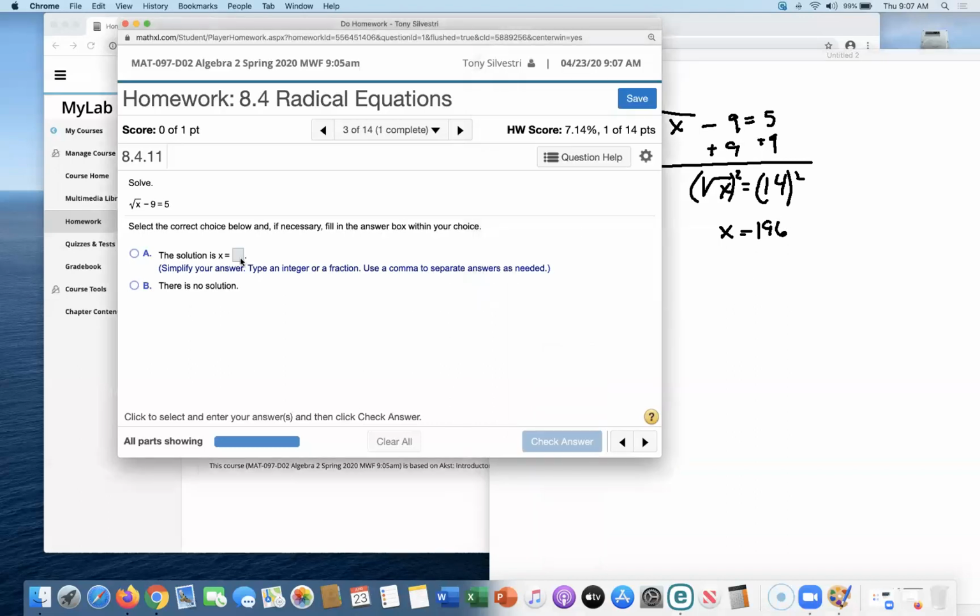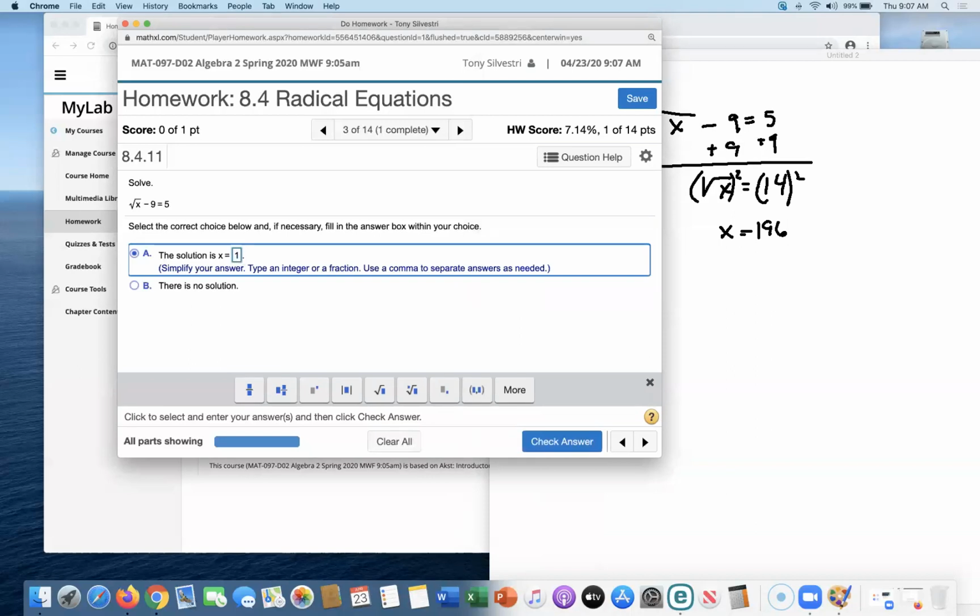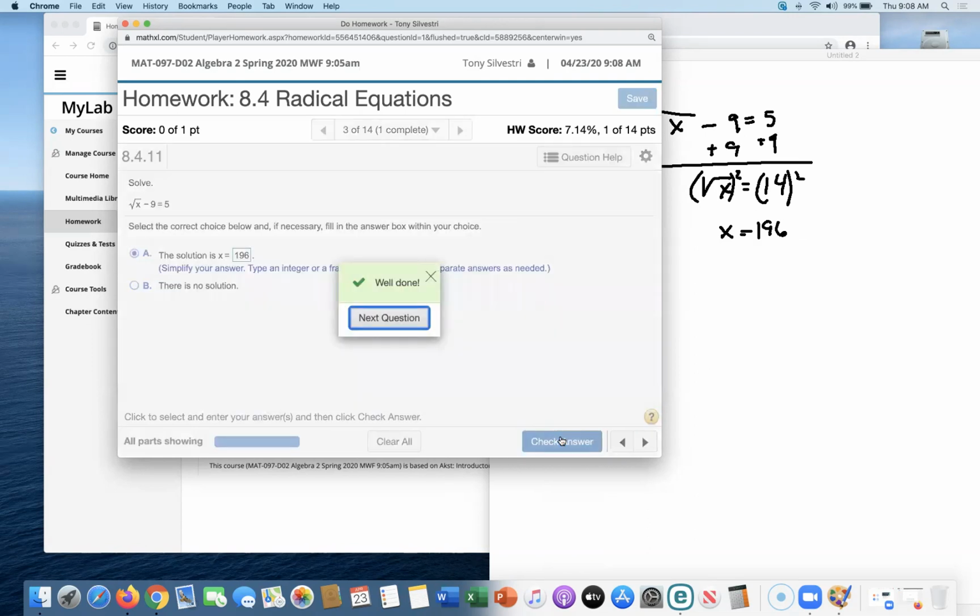Before you put 196, though, that's a candidate for being an answer. You always have to check to see if it comes out right. I believe it'll come out right, because if I stick in 196, the square root of 196 is 14. 14 minus 9 is 5. Yay, that's a good answer. So you always have to check your answer when you do these problems.